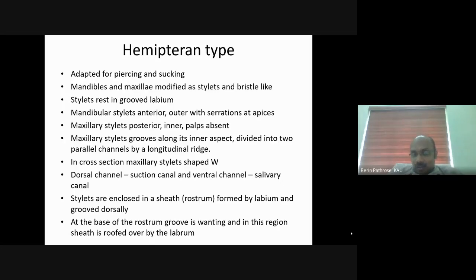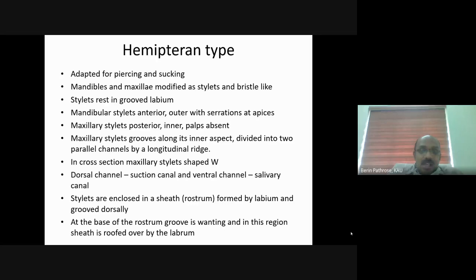So these bugs have the habit of piercing the plant tissue and sucking sap from the plant tissue. So those mouth parts which are modified for piercing and sucking plant tissues are called the hemipteran piercing and sucking type of mouth parts.